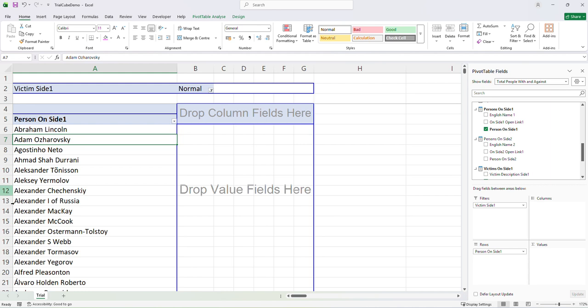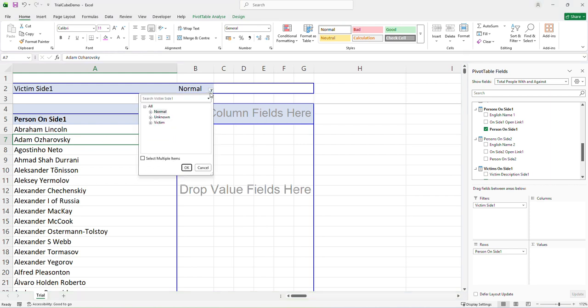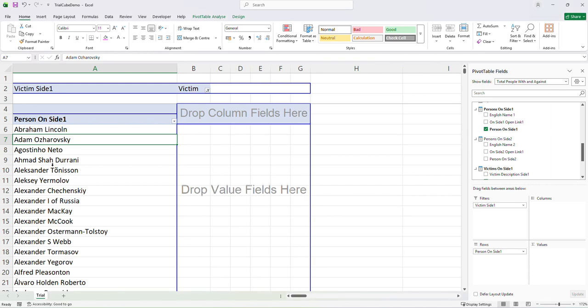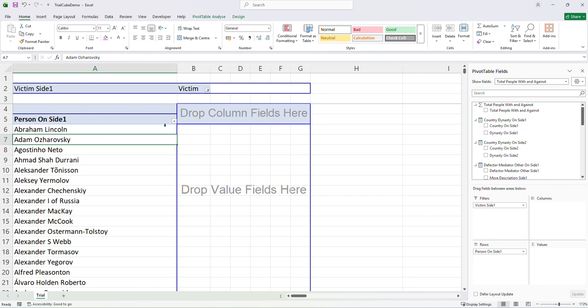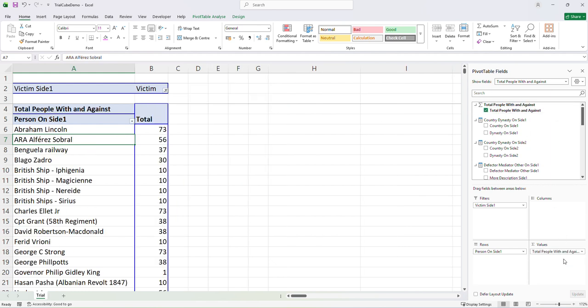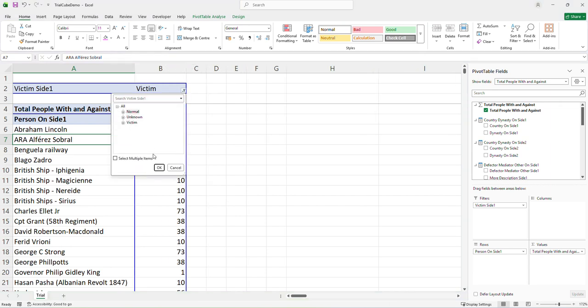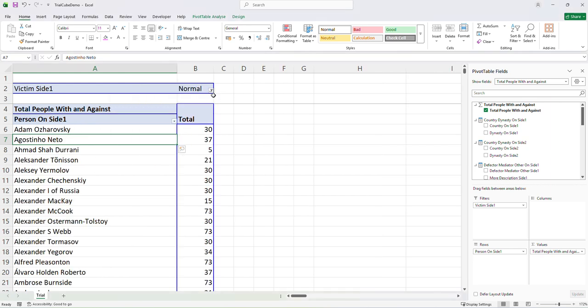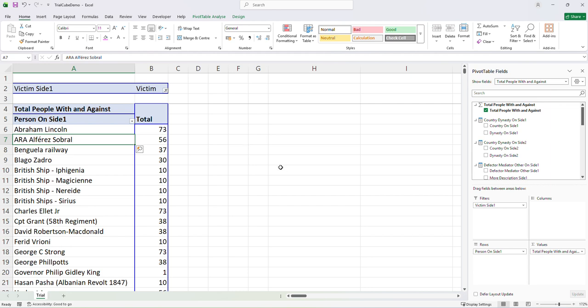Now if I select normal, it should change here, but nothing changes. And if I choose victim here, nothing changes. The reason is that in order for the relationships to work, I need to bring in this fact here. Once I bring in the fact, when I choose normal, it shows me people who came out alive at the end of the war. And if I choose victim, this shows me the victims of the war.